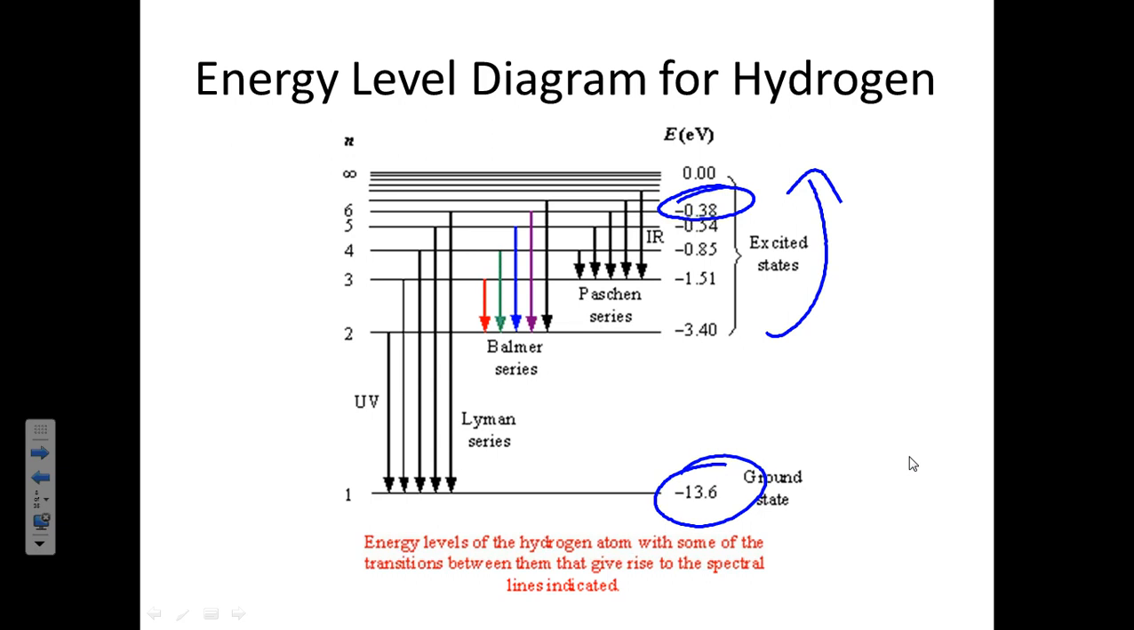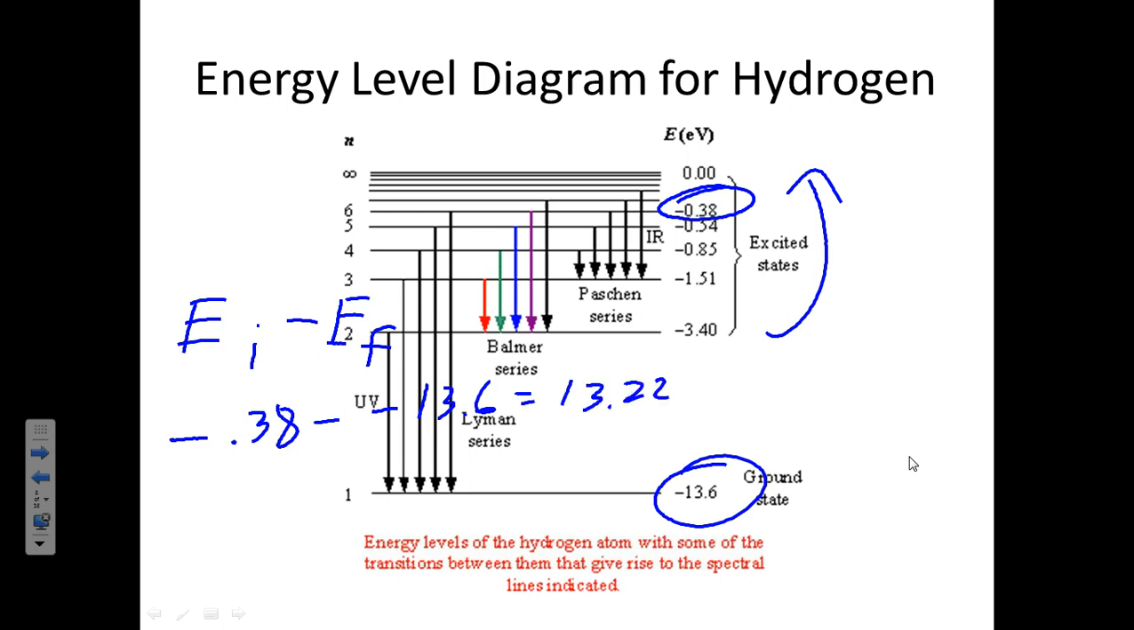If we want to know how much energy is released, we're going to take the initial energy minus the final energy. So in this particular problem, we're going to take negative 0.38. That's where that electron is starting in its excited state. And we're going to subtract from that the energy at the ground state, so that's going to be minus negative 13.6. If we do the math on that, negative 0.38 plus 13.6, we end up with 13.22.